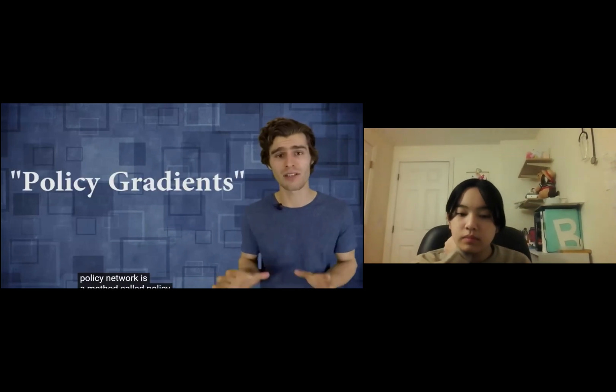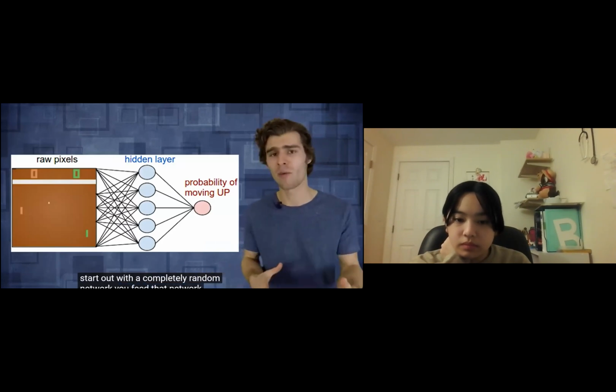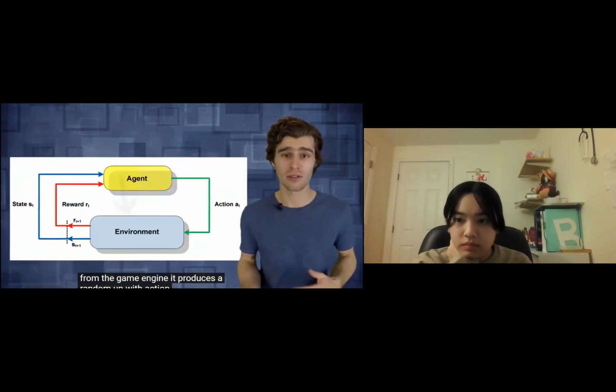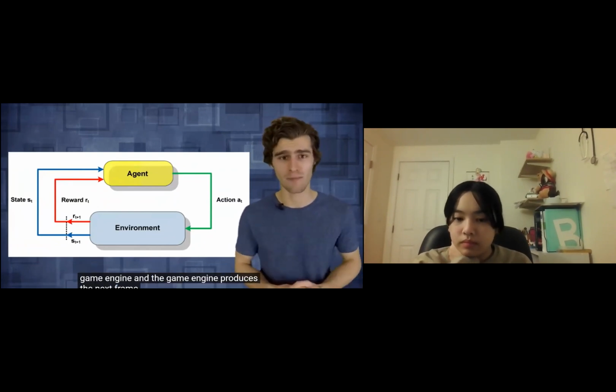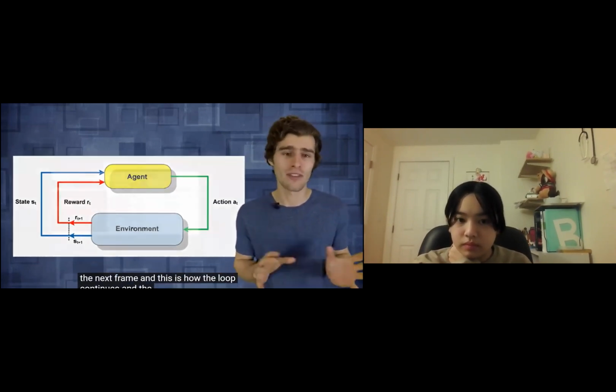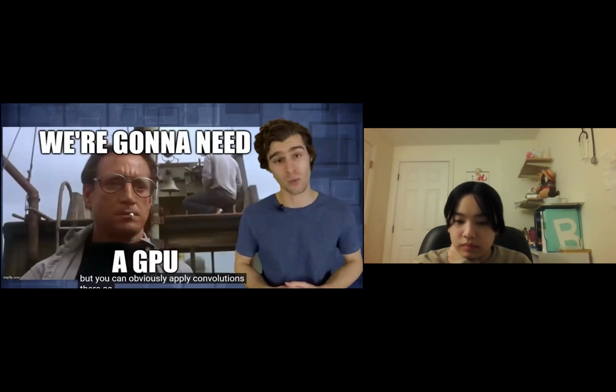The approach in policy gradients is that you start out with a completely random network. You feed that network a frame from the game engine, it produces a random output action, either up or down. You send that action back to the game engine, and the game engine produces the next frame. And this is how the loop continues. And the network in this case, it could be a fully connected network, but you can obviously apply convolutions there as well.